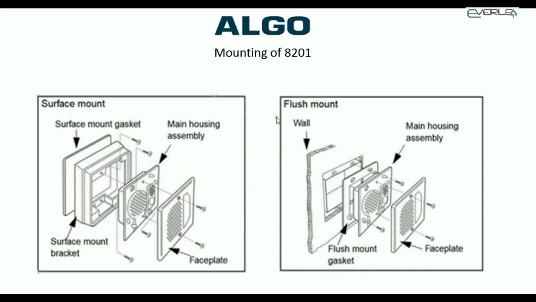Here's two examples of how you can mount it. Now, pretty much everything comes all in one here. So this is your surface mount. You've got your surface mount gasket here. Put that against the wall. That stops any moisture and water getting in there.